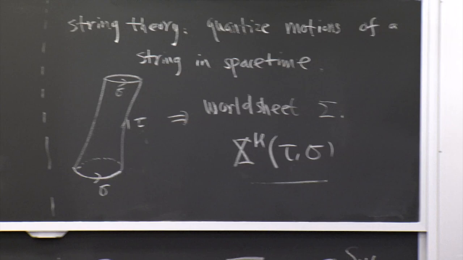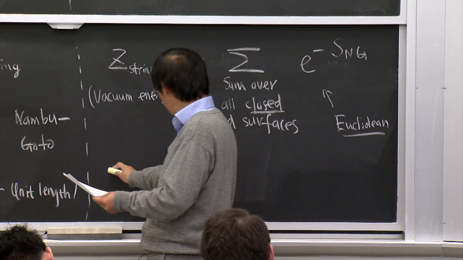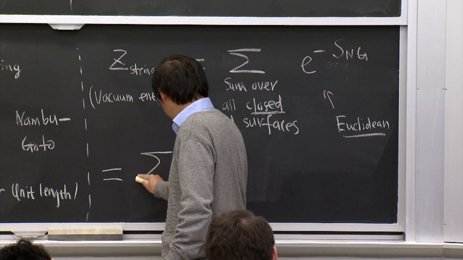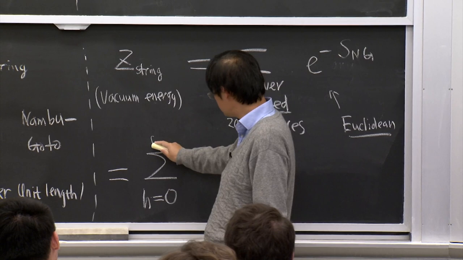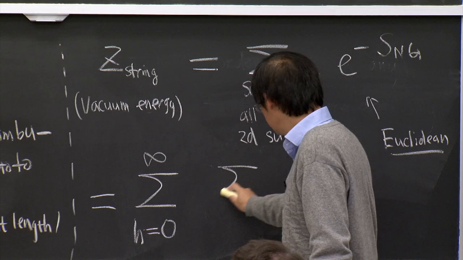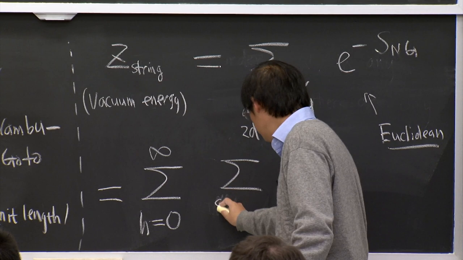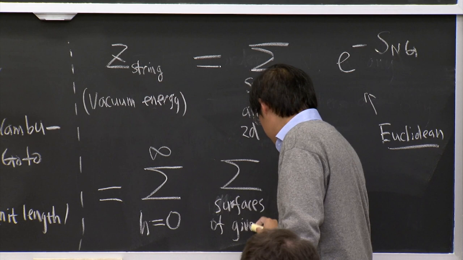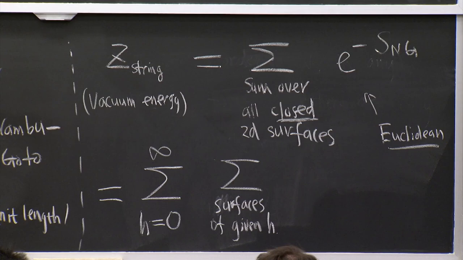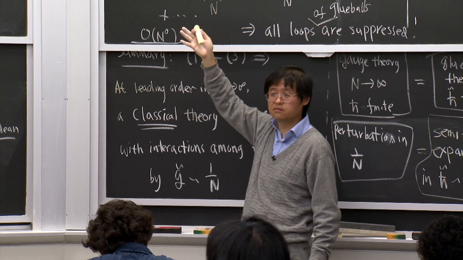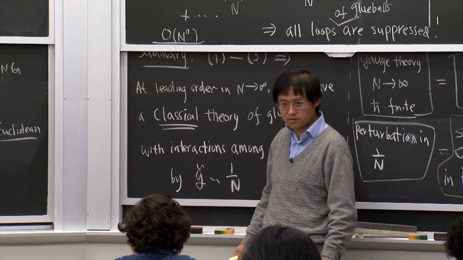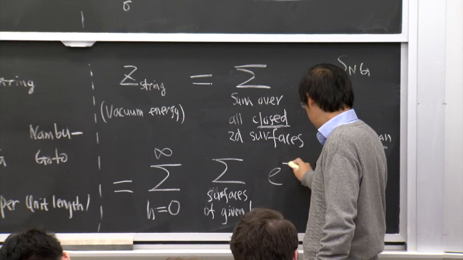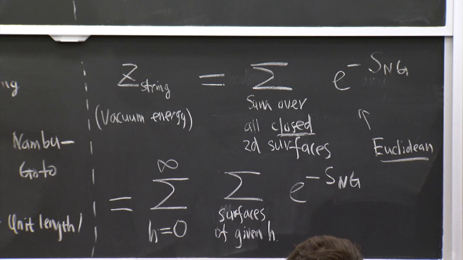Okay, so now, when you sum over all surfaces, you have a choice. First, you can sum over the topology. As we talked about before, all two-dimensional closed surface topologies are classified by the genus. So you can separate the sum into a sum over topology, and then a sum over surfaces of each given topology, given h. Okay? So this h is the genus. Essentially, you are just summing over all possible two-dimensional closed surfaces, with e to the minus S_NG. Okay? Is this point clear? This is absolutely the key point.